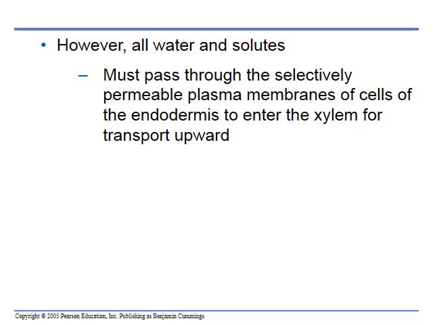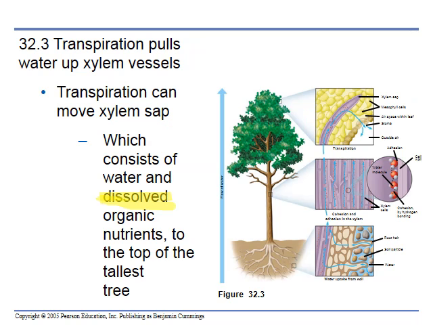Okay. So all water and solutes must pass through the selectively permeable plasma membrane of cells of the epidermis to enter the xylem for transport upward. And that's where I showed you in that previous slide that they don't just flow in through the extracellular area. You hit a Casparian strip, this protective barrier, and that forces it to go through a plasma membrane, and that's where we get the control from.